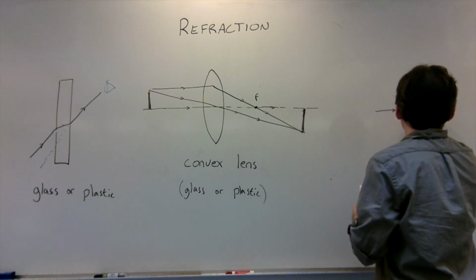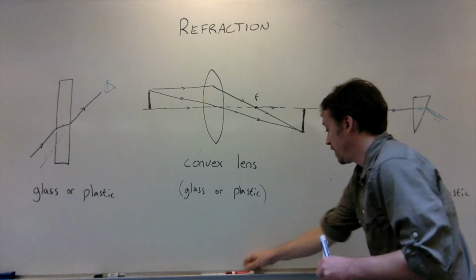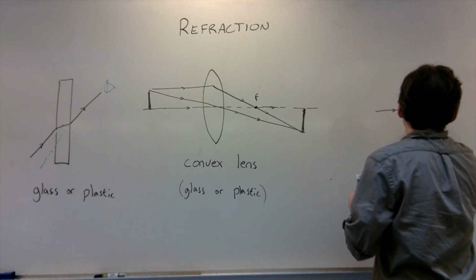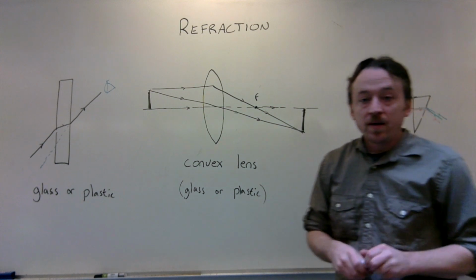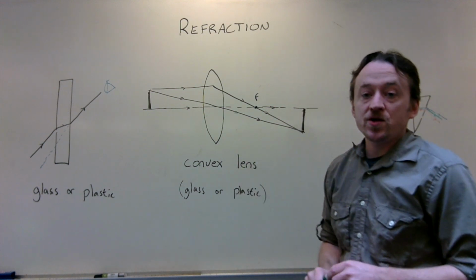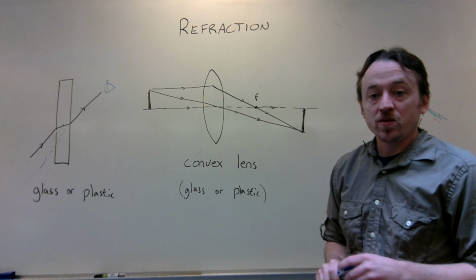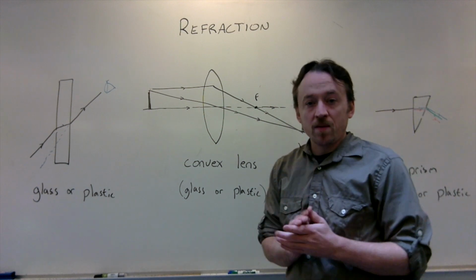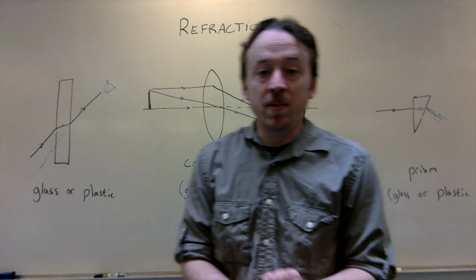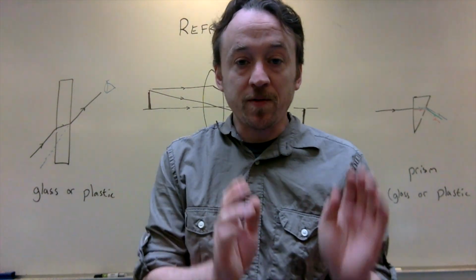So if this is white light coming in, it all bends slightly differently, and it ends up separating that light, and that's the effect you get from a prism. That's one big disadvantage to refraction telescopes, which we are going to talk about a little bit later. But let's talk about reflection, and then we'll talk about refraction telescopes versus reflection telescopes.